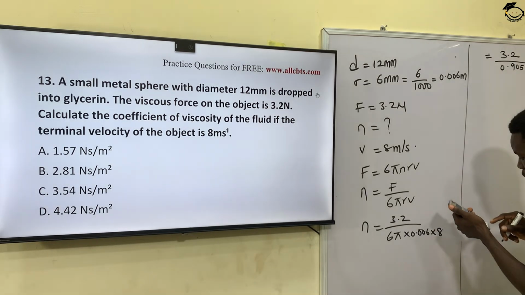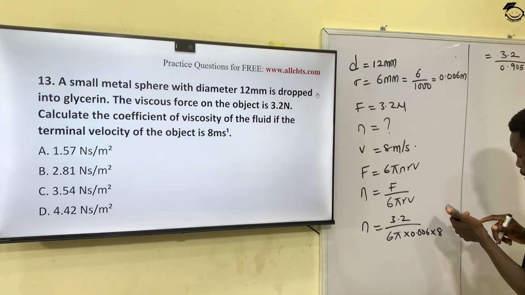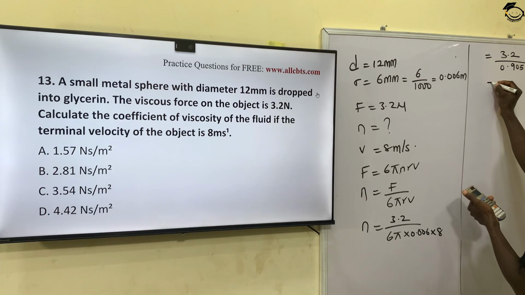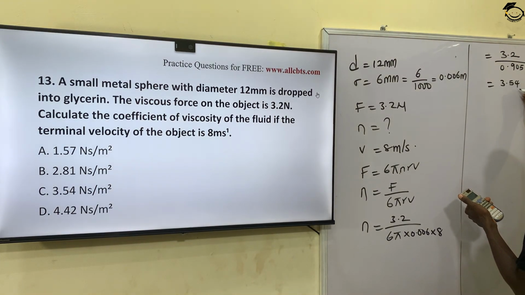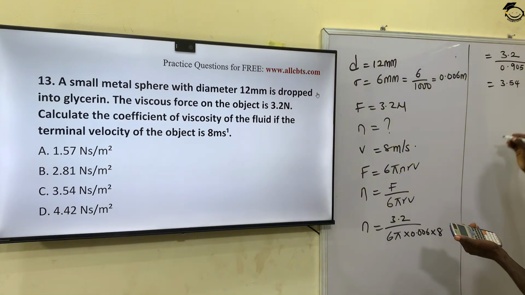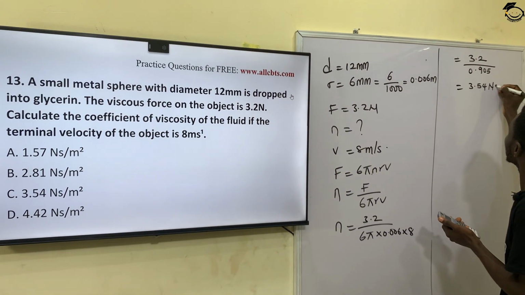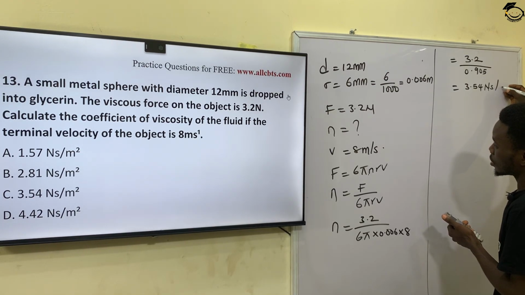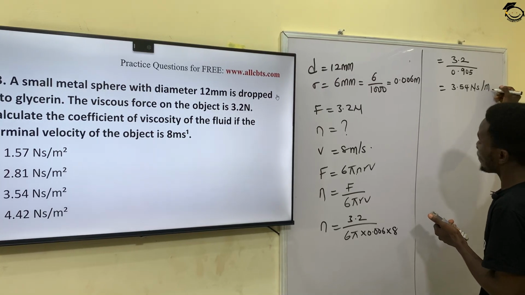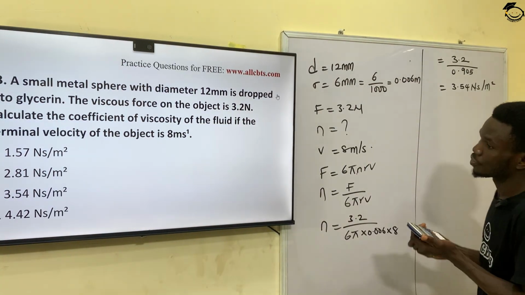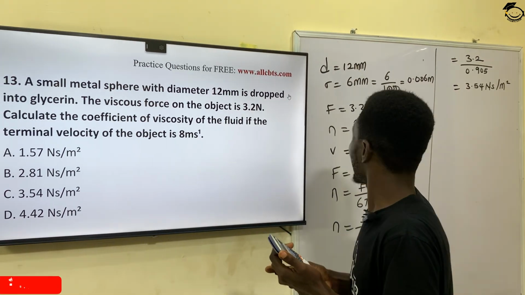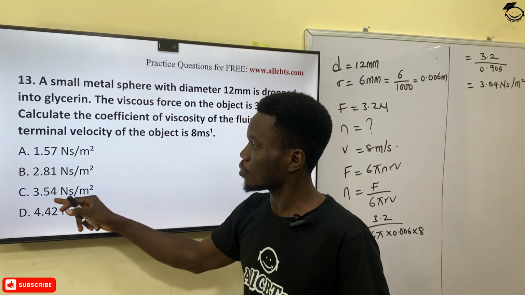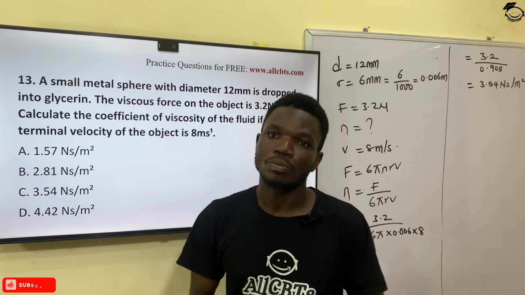So this will give me 0.905. So I have 3.2 divided by 0.905, and that will give me 3.54. So our answer is 3.54 Newton seconds per meter square. So we are looking for 3.54. Looking at our options here, our correct answer will be option C, which is 3.54 Newton seconds per meter square.